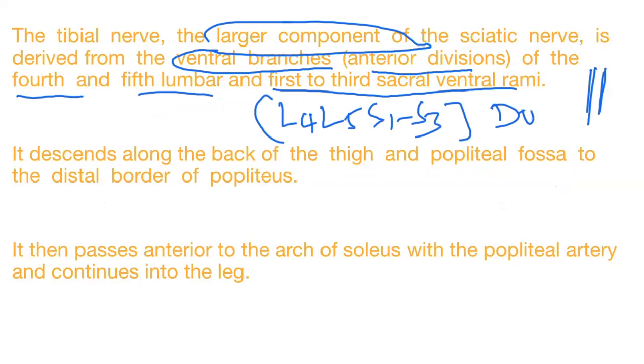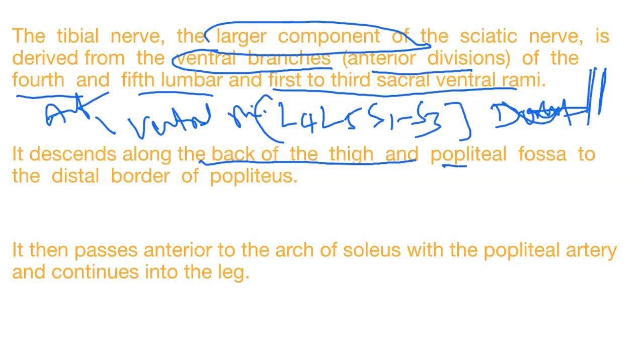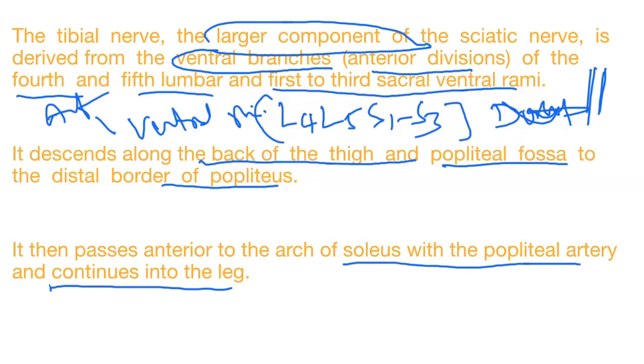Sorry, ventral rami of anterior division. So that is the tibial part. It descends along the back of the thigh and popliteal fossa to the distal border of the popliteus, right? It then passes anterior to the arch of the soleus with the popliteal artery and continues into the leg, right?